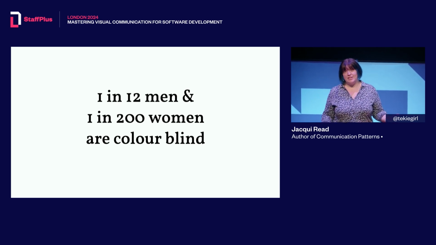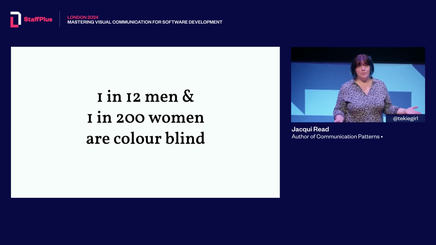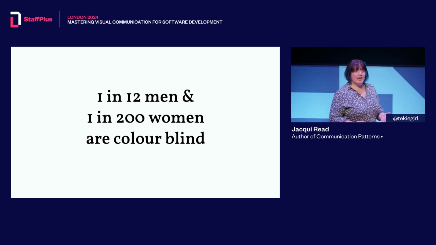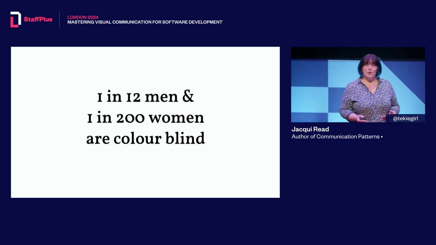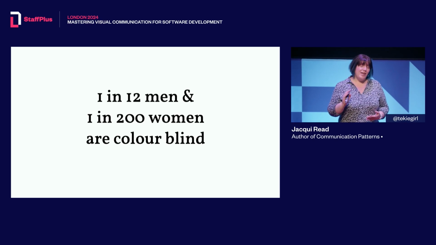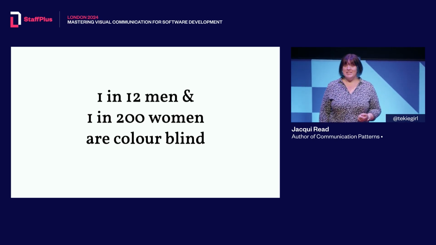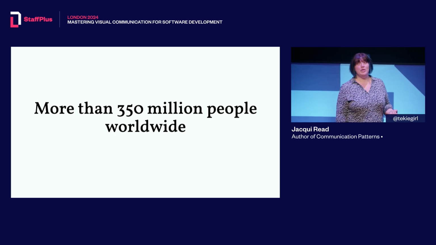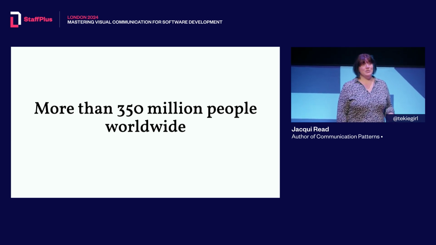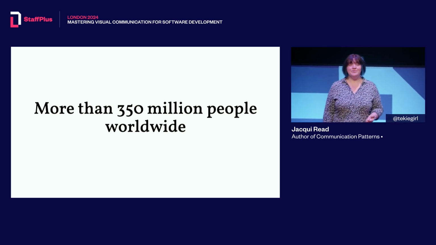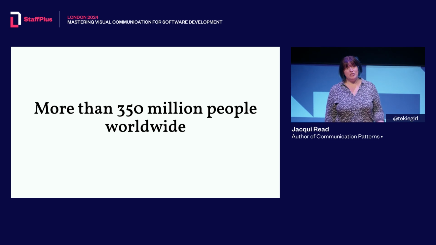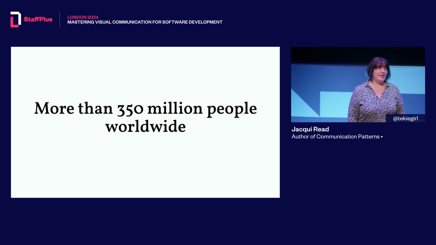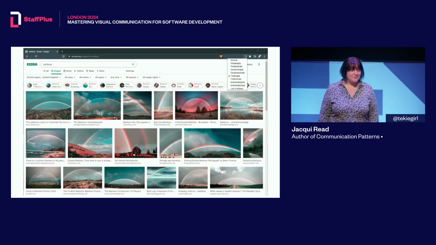So if you think about the tech industry and this room, you've got a lot more men. So you're actually more likely in the tech industry, at least at the moment, hopefully it will change, to run into someone who is colourblind. And it's actually more than 350 million people worldwide. That sounds a lot more than 4.5%, doesn't it? That's actually more than the total population of the US. It's about half the population of Europe in total in the world.